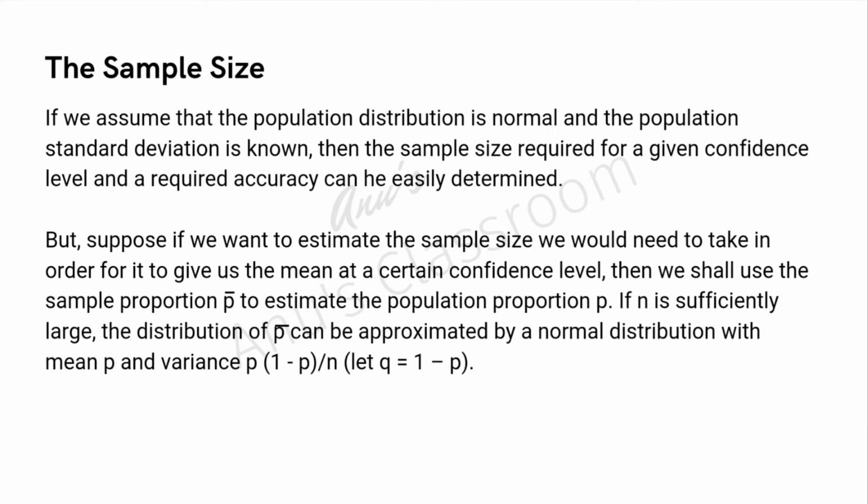then we have to use the sample proportion, say p dash, to estimate the population proportion p. And if n is sufficiently large, then the distribution of p dash can be approximated by a normal distribution with a mean of p and variance of p into 1 minus p by n, where we are assuming that q is 1 minus p. So p into q divided by n will be the variance.